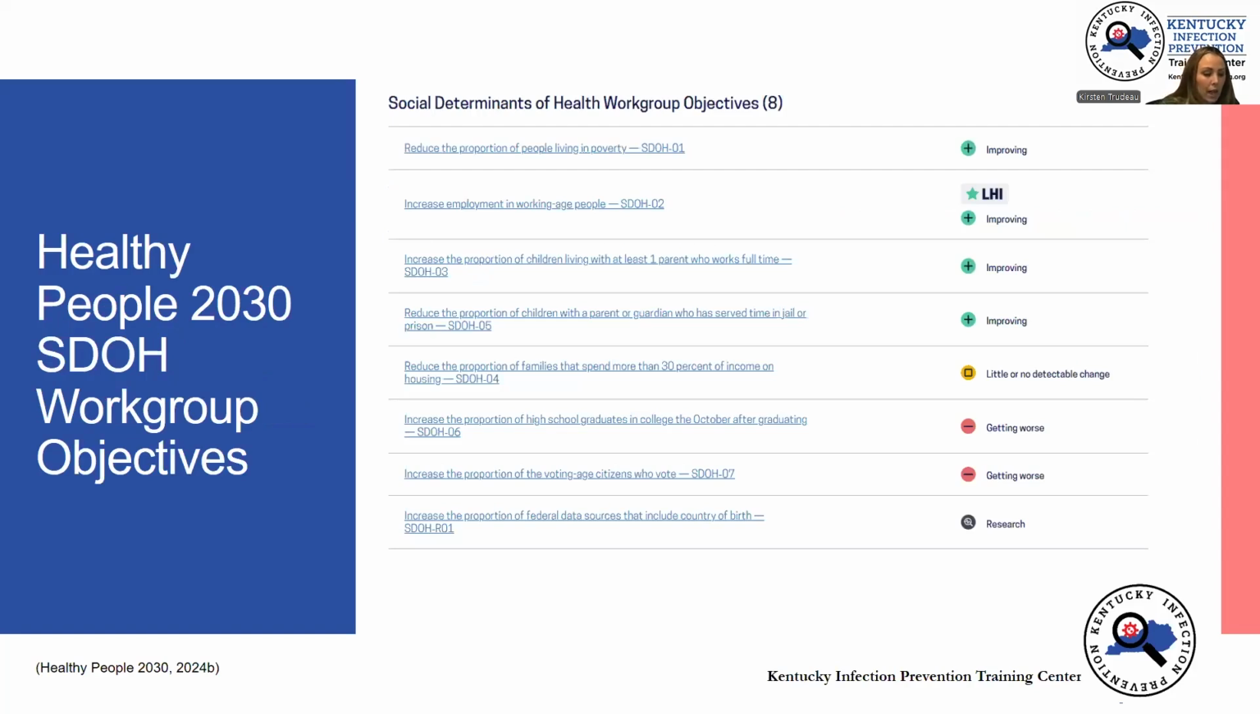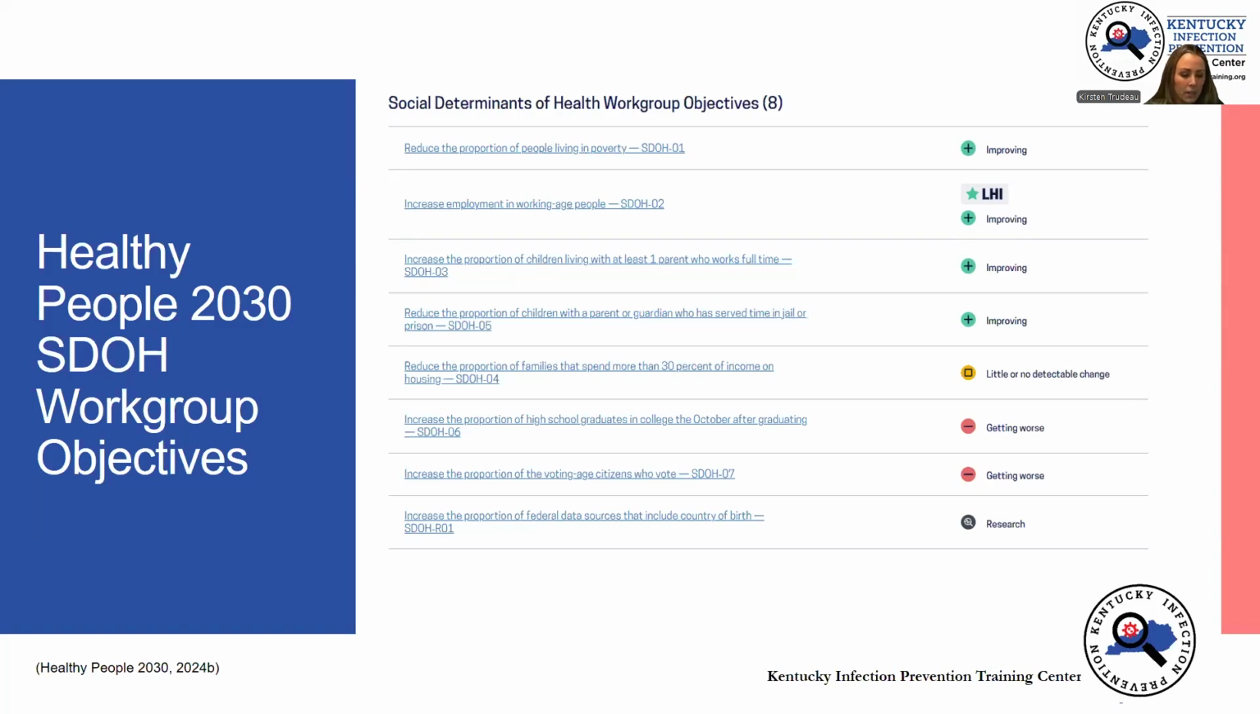So if you look at the 8 objectives from the work group, you'll see here that this is directly from their website. So you can see that they list each of the objectives, and then they tell you if they're improving, if there's no change, if they're getting worse, or if it's something that they are still currently collecting data on to get a baseline. So the first objective is to reduce the proportion of people living in poverty, and that is improving. Next is to increase employment in working age people, and this is also improving, and it is a leading health indicator. We'll talk about that a little bit more on the next slide.